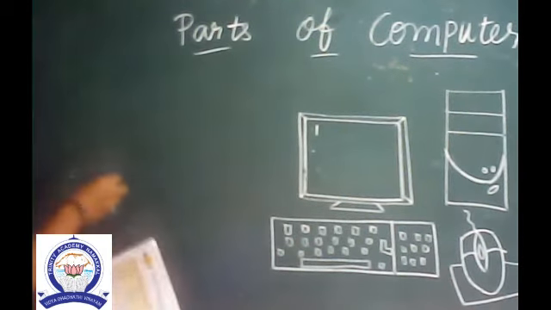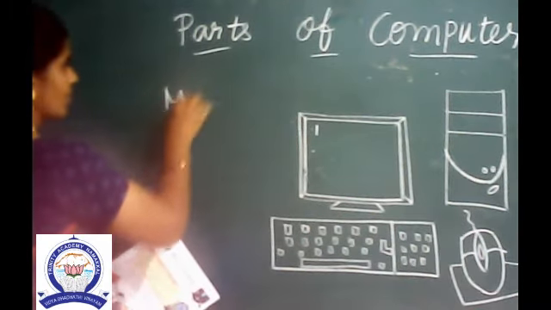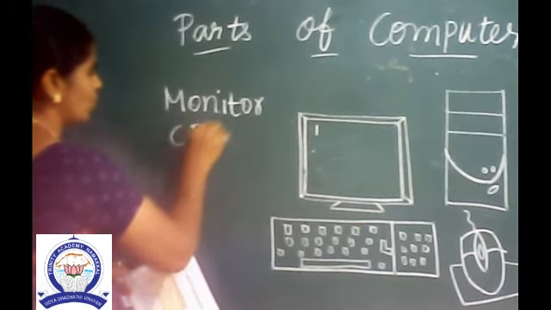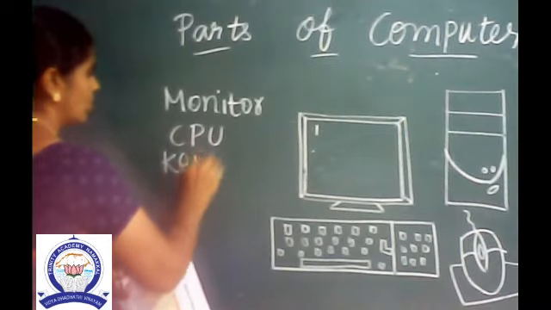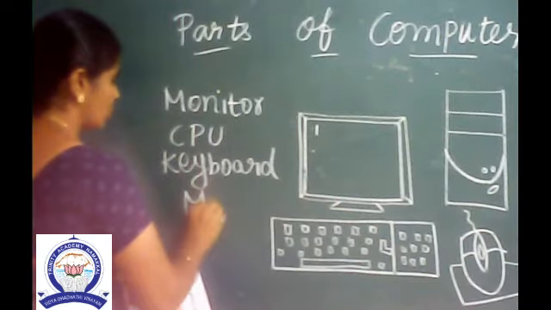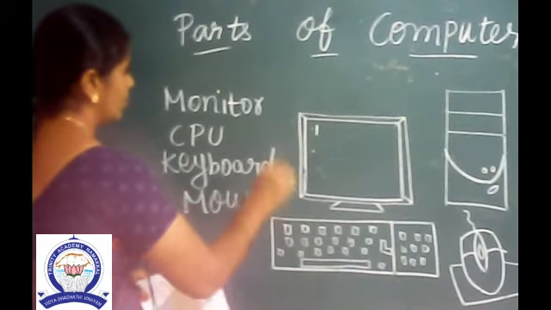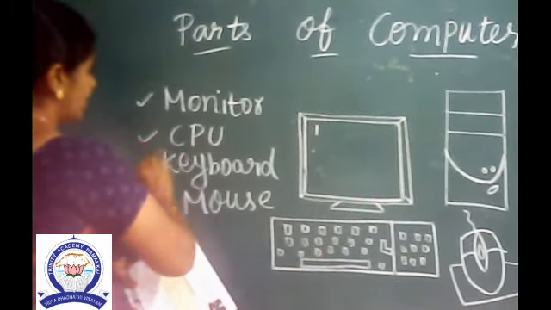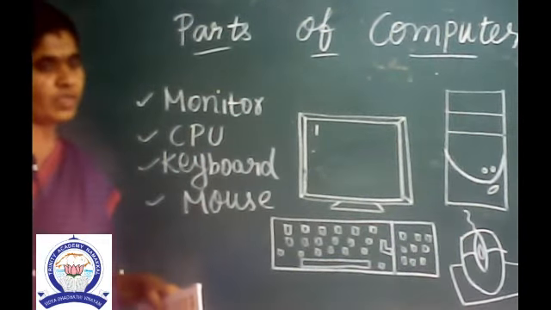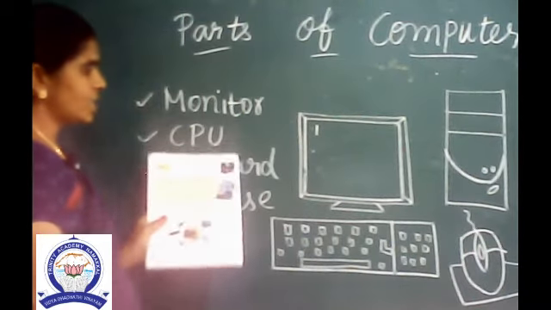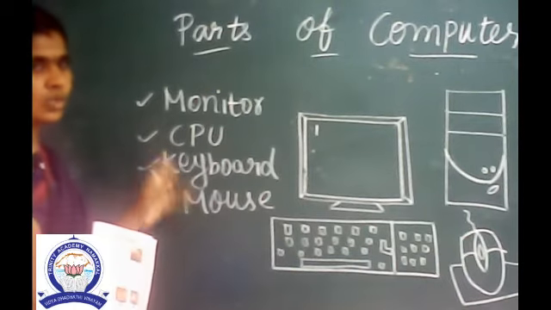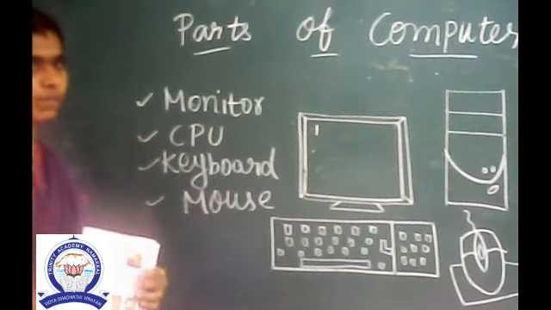What are the essential parts? Monitor, CPU, keyboard, mouse. Very good. These four are the essential parts of the computer. Monitor, CPU, keyboard and mouse. Okay, these all are very, very important parts of a computer.